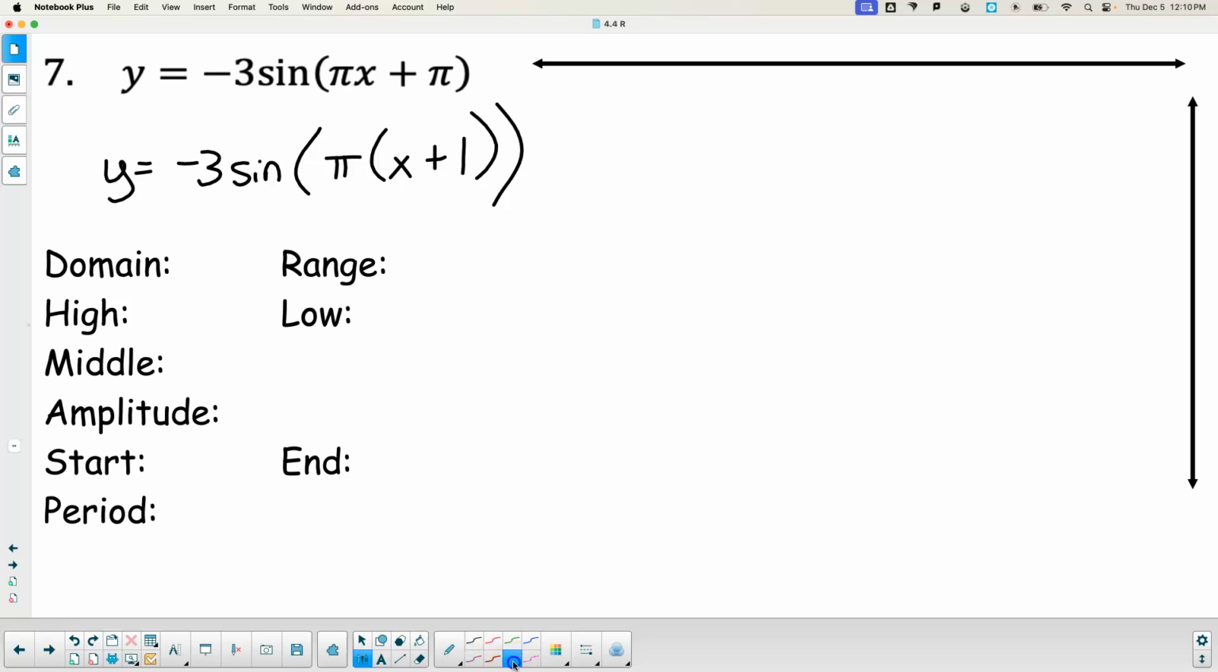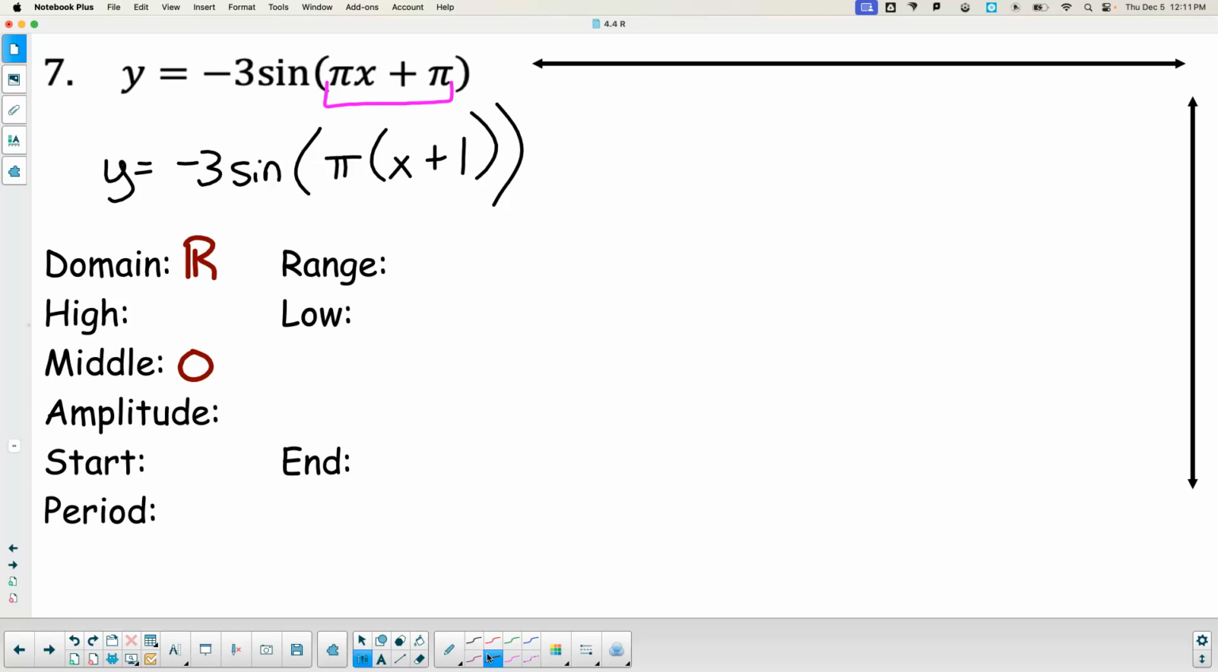So what we did is we took this set of parentheses, or what's inside that parentheses, factored out a pi. With me? Yeah. And then that gave me my b value now is pi. My c value now is -1. Okay? Domain. All reals? Middle. Still 0. One more example with it not being 0.